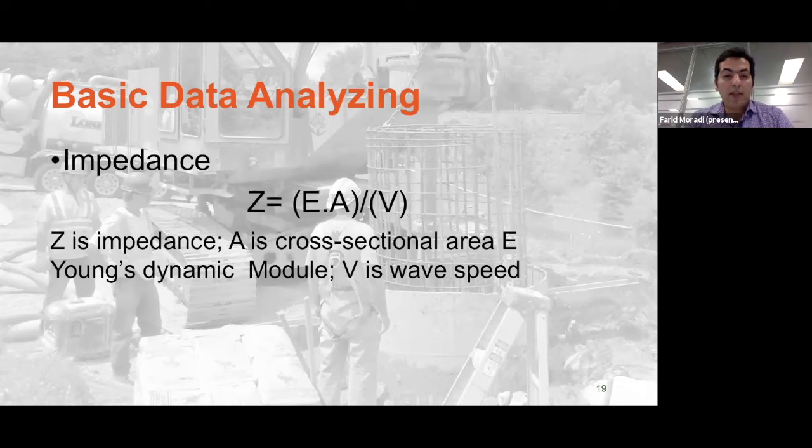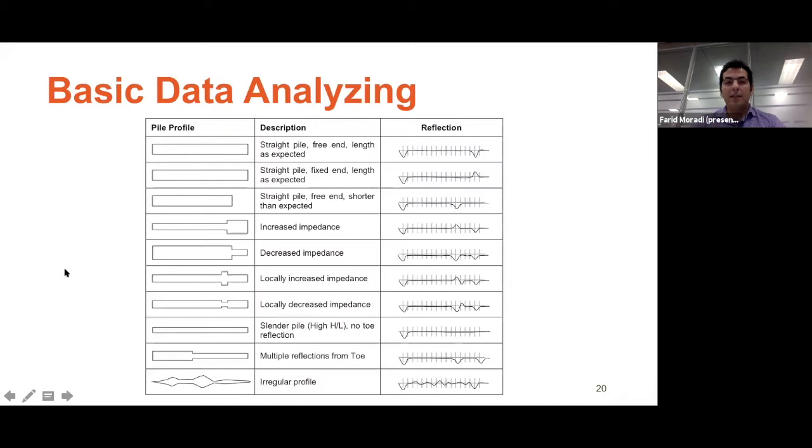Impedance is a parameter you can define based on the cross-sectional area, Young's dynamic modulus, and the wave speed. The stress waves generated by your hammer impact are influenced by the impedance in these materials. That little concept helps you with basic data interpretation. Let's check, for example, this table for basic understanding about the data interpretations.